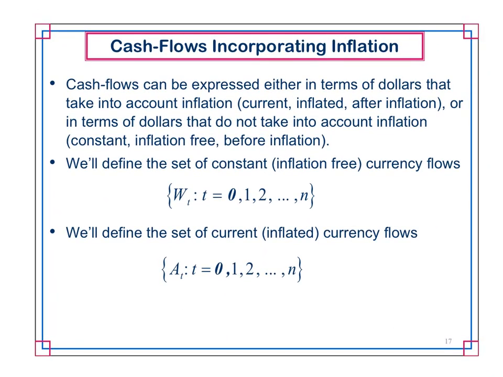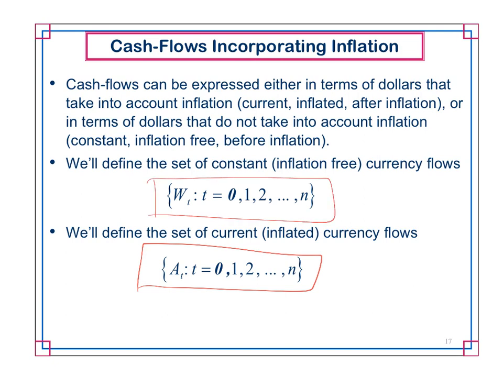So now we have inflation. How do we manage it? How do we deal with it? Well, if we have an annuity, that is here or here, what's the difference?